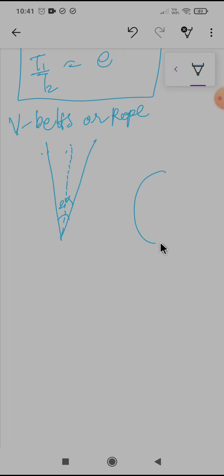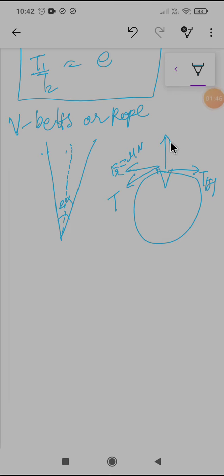So suppose this is our wheel, and this is the V belt. So there will be a tight side and the slack side. Suppose this is the slack side, that is T, and this is the tight side, that is T plus delta T. And the friction will be acting on the slack side direction, that is the friction force Fr, which is equal to mu into normal. So what is the normal force here?